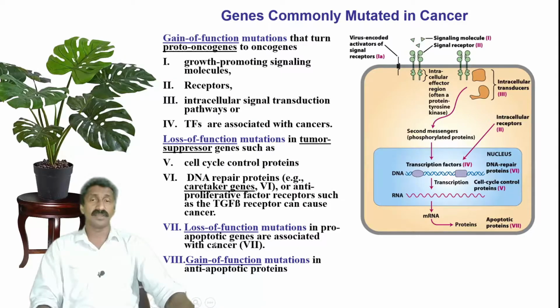Then loss of function mutations in pro-apoptotic proteins are associated with cancer. That is also available. That's affecting stage 7. Then gain of function mutations in anti-apoptotic proteins is also another stage in which such a mutation may occur in cancer-related genes.